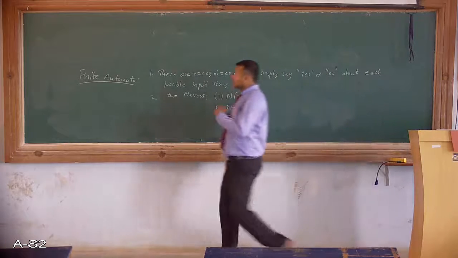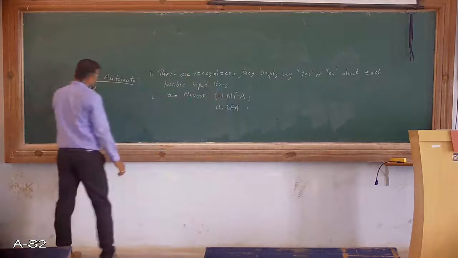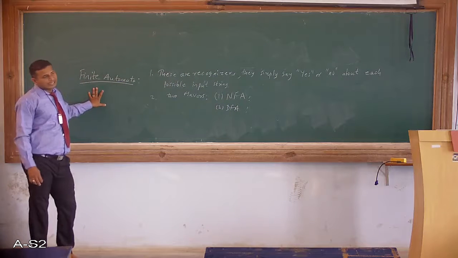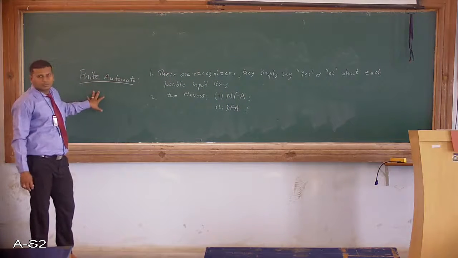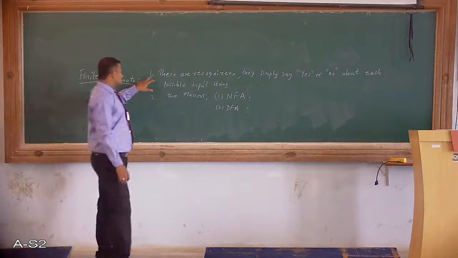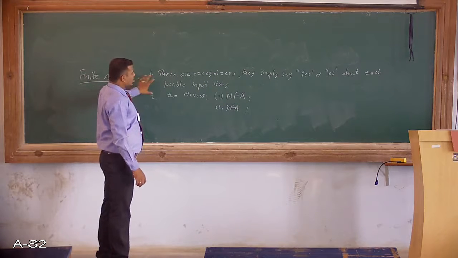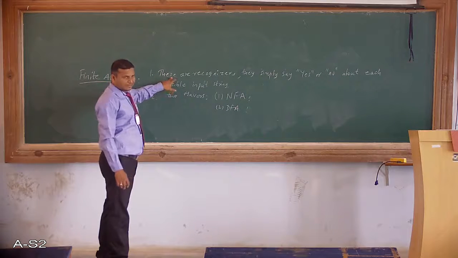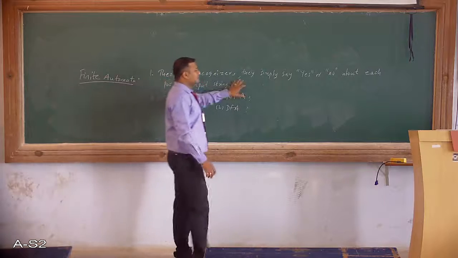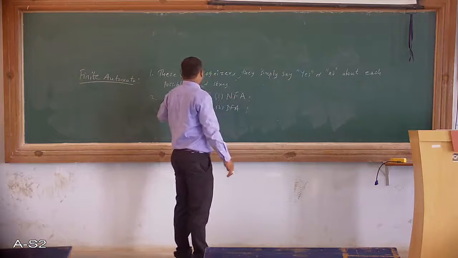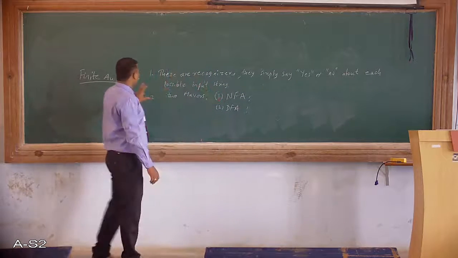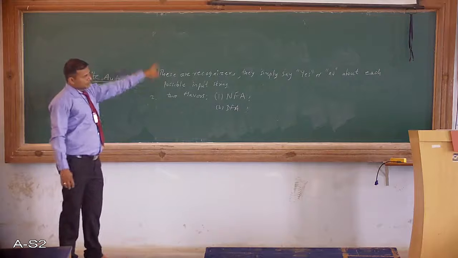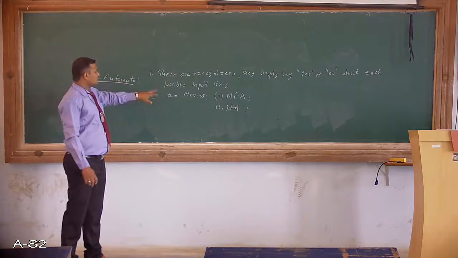Okay, generally this finite automata is also a transition diagram. Generally it is a graph representing the possible states. These finite automata are recognizers. They simply say yes or no about each possible input string.